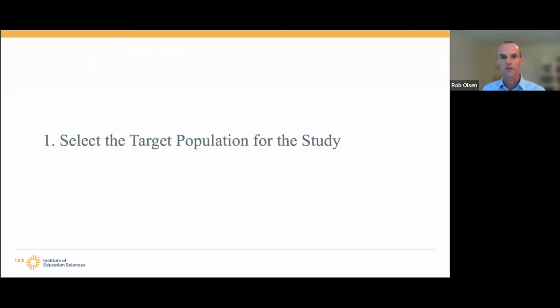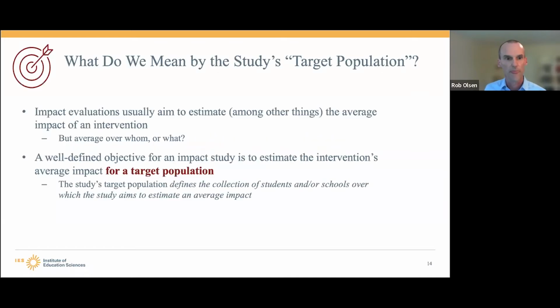Next slide, please. So the first recommendation in the guide is to select the target population for the study. Now, while research teams may be interested in more than one target population, we recommend choosing a primary target population to guide the study design and implementation. Next slide, please. So what do we mean by the study's target population?